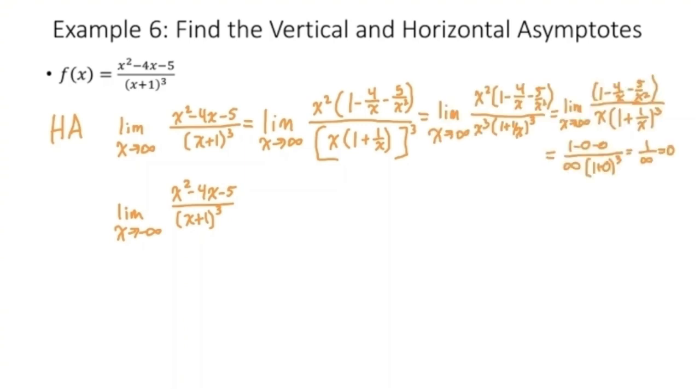And we get that our limit as x approaches infinity is 0. So one horizontal asymptote is y equals 0. But we also have to check the limit as x approaches -infinity.